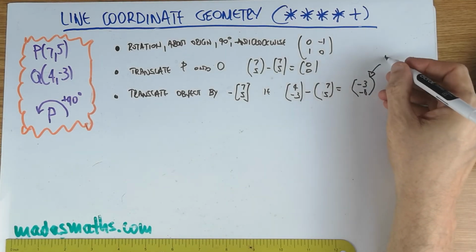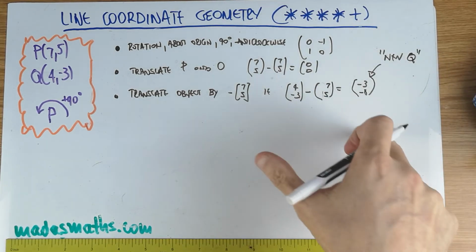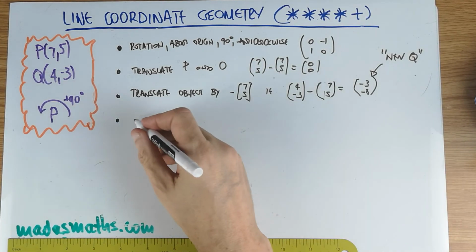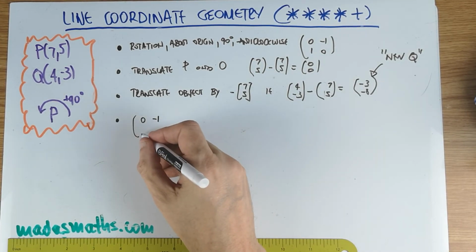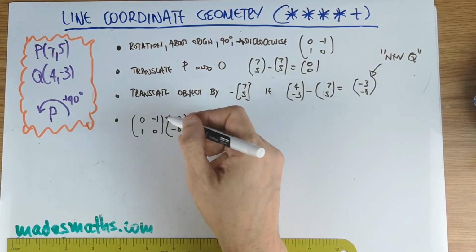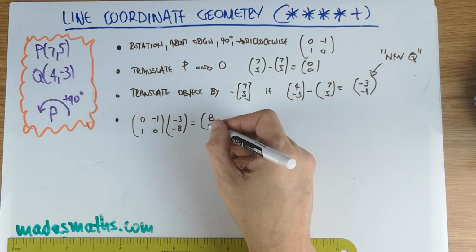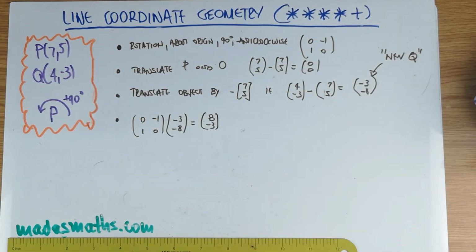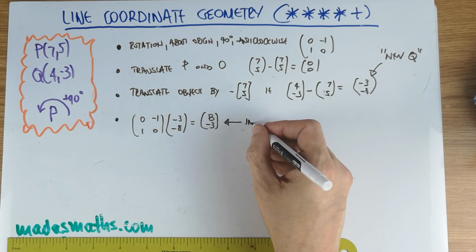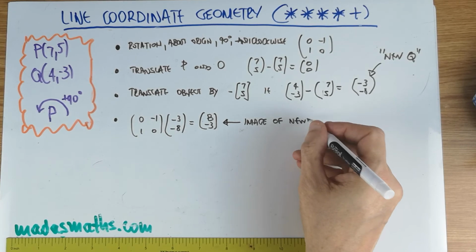So you can say this is your new point Q, but now it's rotated about the origin, which is very easy. The matrix (0, -1; 1, 0) times (-3, -8) gives (8, -3). So this is now the image of the new Q.